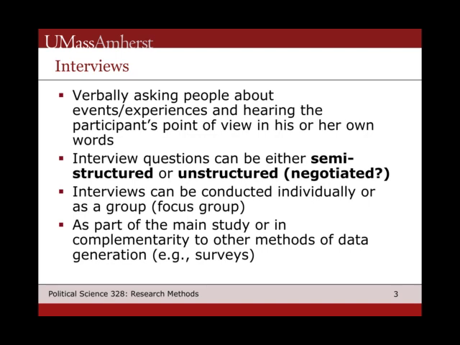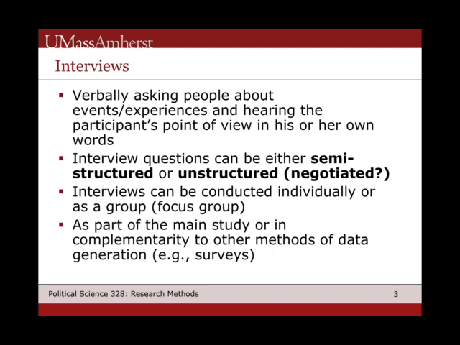We typically call interviews something that is conducted person to person, but in theory you could also have multiple people, and those are usually called focus groups. So if you have, in essence, seven or eight people participating in a conversation. Interviews can be conducted as the main study, though you have to be very careful.